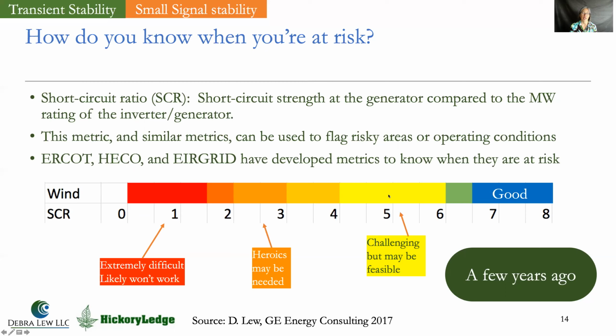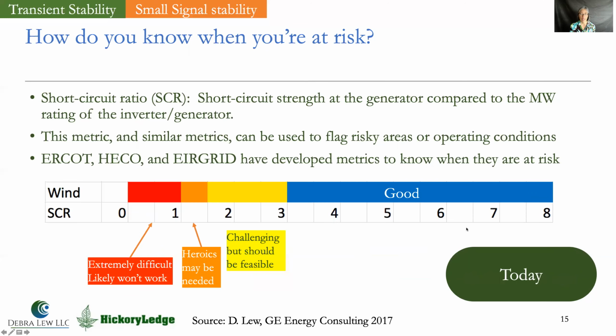And what this metric is showing here is for wind, when you're up around 7, 8 a few years ago, you could operate, but when you got below that, things started to get hard. Today, this has gotten much better. Now we can operate at short circuit ratios of 3 and less. And the manufacturers of inverters are every year designing better and better controls and making their inverters able to work in weaker and weaker systems. So this is always improving.